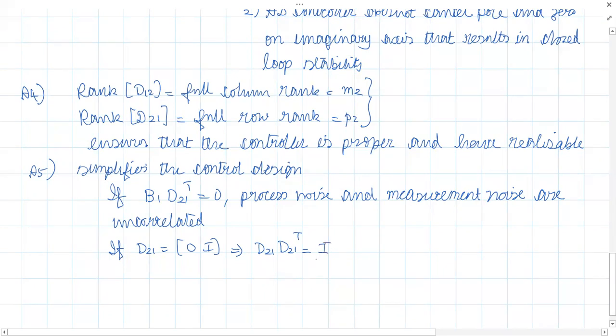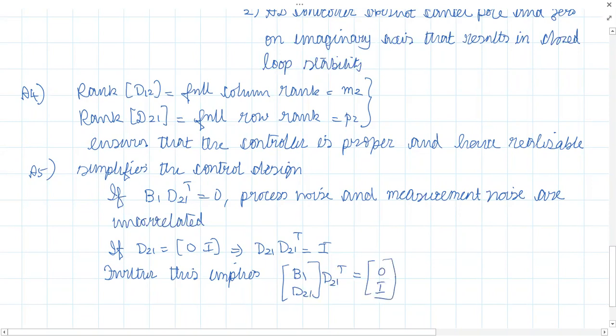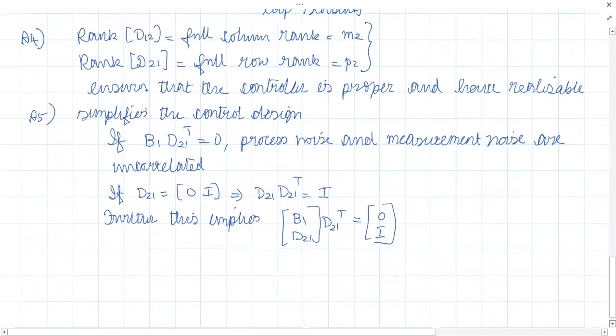Is it not? Right? So further this implies, if that is the case, then P1, D21 into D21 transpose will be what? 0I. Okay. So there are all mathematical proofs, complicated proofs are there. Okay, we will not look into that.